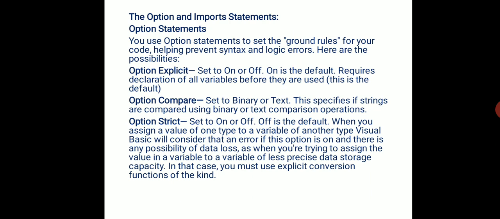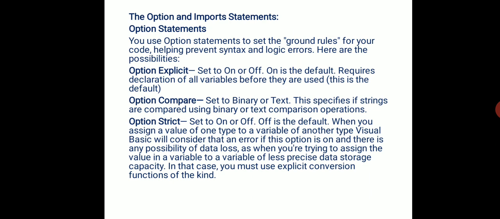Okay, and one more is option strict. Set it to on or off. Off is default. When you assign a value of one type to a variable of another type, Visual Basic will consider it an error. Okay, for example, if you declare a variable as integer and initialize that integer with a string, it will raise an error. Okay, if this option strict is on, then this will raise an error.